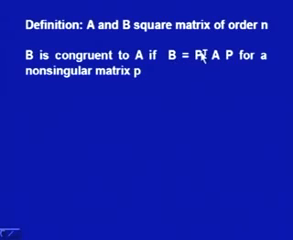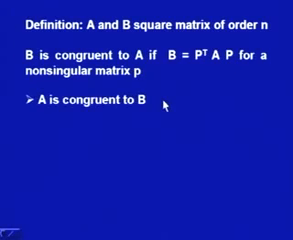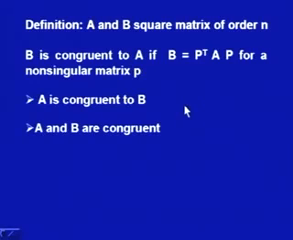So, if B is equal to P transpose AP for some non-singular matrix P, then B and A are congruent. And we can also say that A is congruent to B if this condition is satisfied, and maybe we can in short say that A and B are congruent.